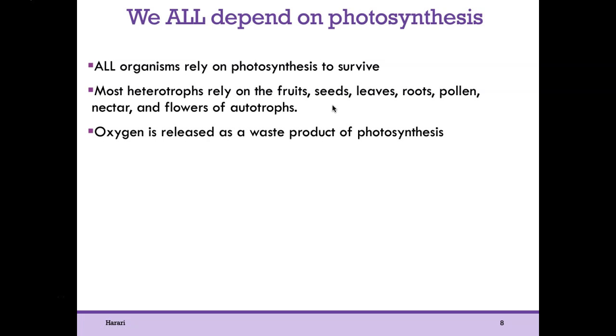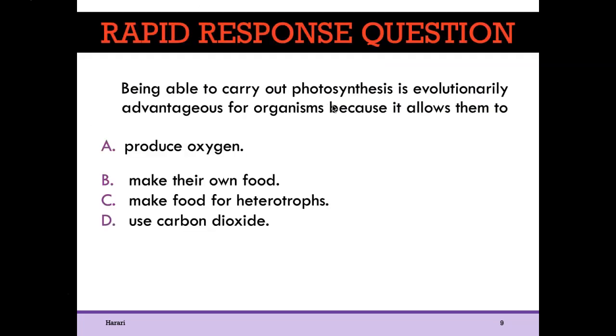And not only that, but oxygen is released as a waste product of photosynthesis, and most life on Earth depends on oxygen to produce ATP for energy. So oxygen is a waste product that we depend on, and we're going to talk a lot more about that in the next chapter. But this is illustrating just how important photosynthesis is. Maybe it's not the most exciting topic to learn about, but it's incredibly important.